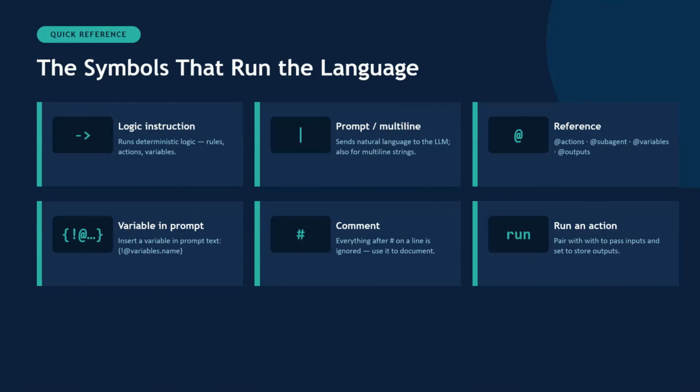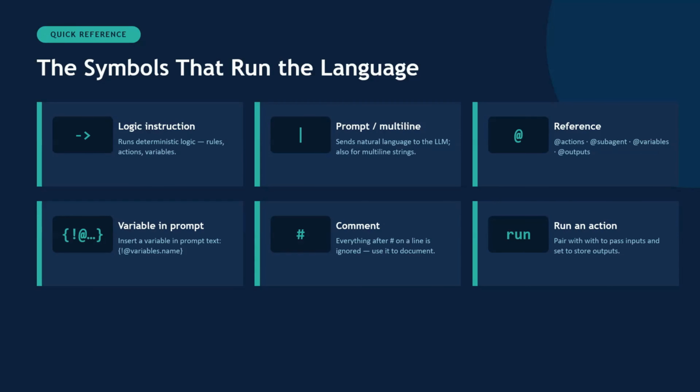What are the symbols within the Agent Script language? The hyphen arrow is used for logic instructions. Then the pipe sign is used for prompts or multi-line instructions. To refer to anything, you will use the at sign, like @action, @subagent, @variables, @outputs. Within the prompt, if you have to refer to a variable, you will use curly braces, an exclamation mark, and then the @ sign, then the variable name.